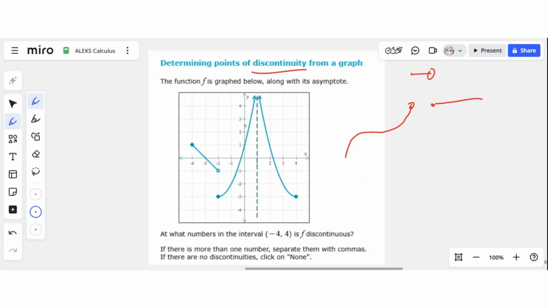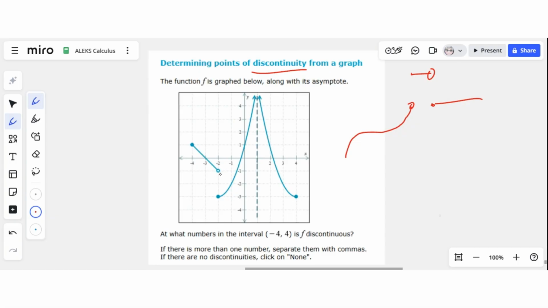So you can see on this graph, we've got a couple of different things going on. We're looking at numbers in the interval from -4 to 4. So we don't have to worry about those two endpoints. These have curved brackets, so we're not actually thinking, is 4 a continuous point on the function? No, we're thinking between those 2 points.